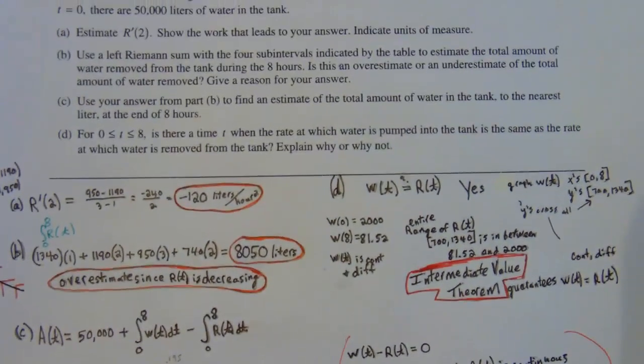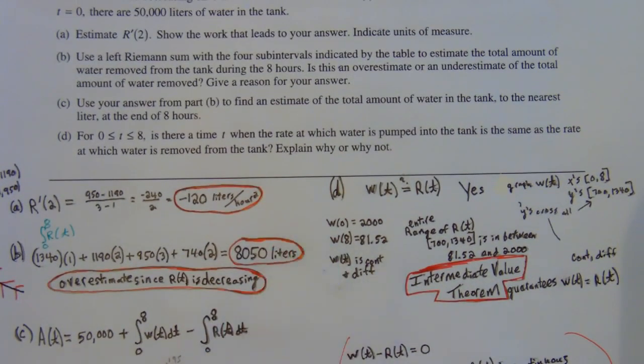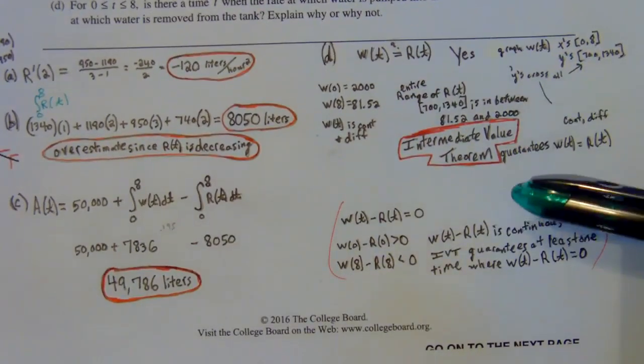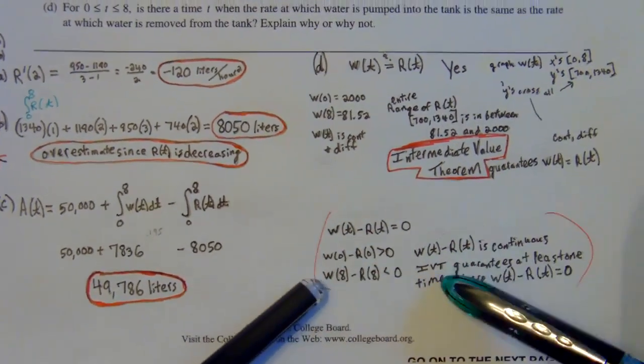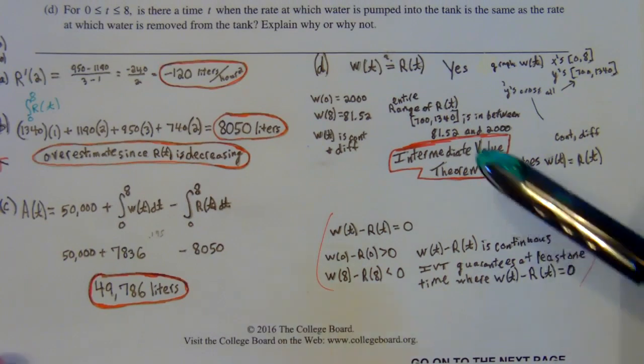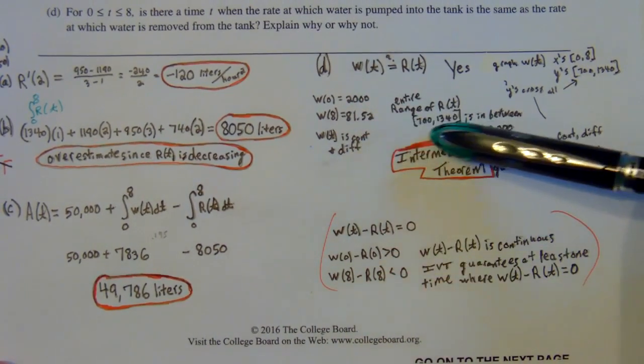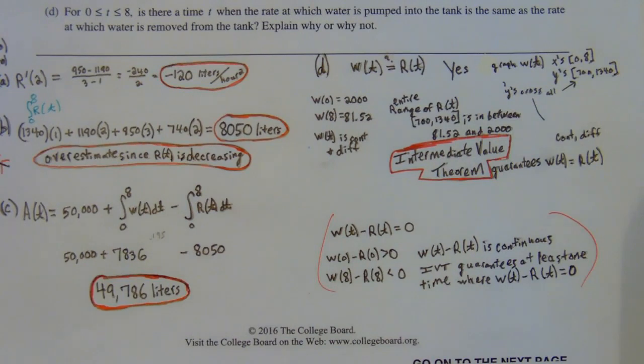The last one is going to involve a theorem, because it says, is there a time when the removal rate is the same as the entering rate? And so they want to know, is W equal to R at all? Now, I have a more precise way down here that I'm going to talk about first. But when I first worked out the problem, I was reasoning it out a different way. Let me talk about the precise way first, and then we'll mention that.